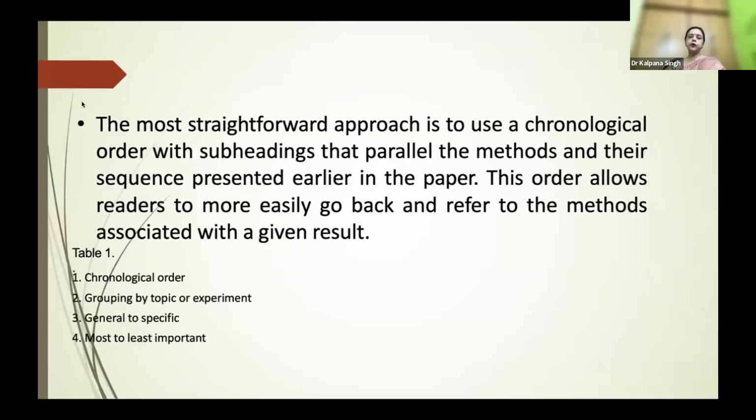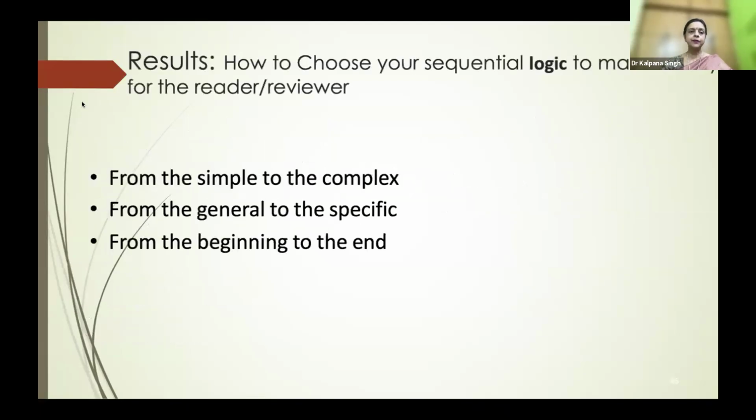The most straightforward approach is to use a chronological order with subheadings that parallel the methods and their sequence presented earlier in the paper. This order allows readers to more easily go back and refer to the methods and associate them with the given results. So this is important. Chronological order is one of the ways of writing the results. Then we can group by topic or experiment, sometimes from general to specific, and sometimes from most to least important. These are the ways of writing results.